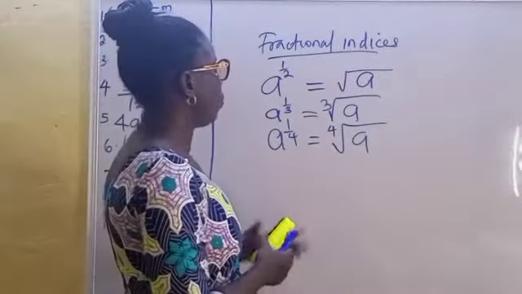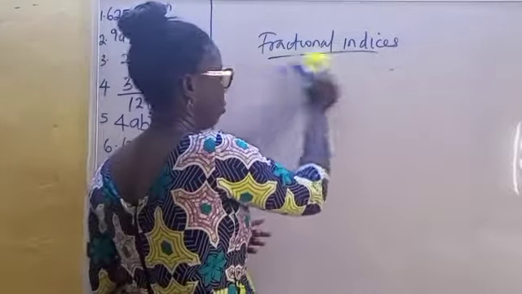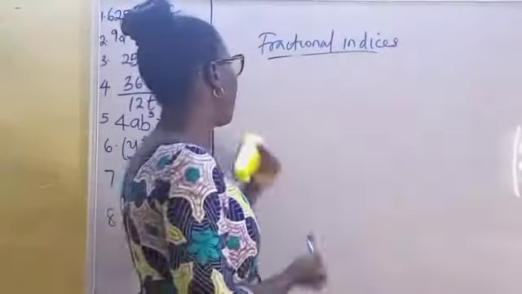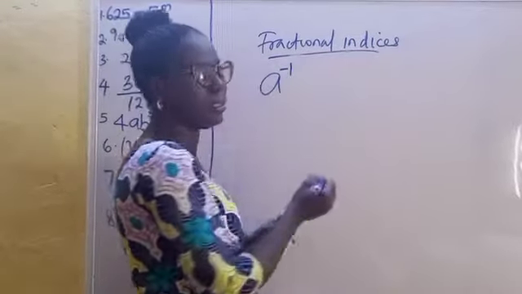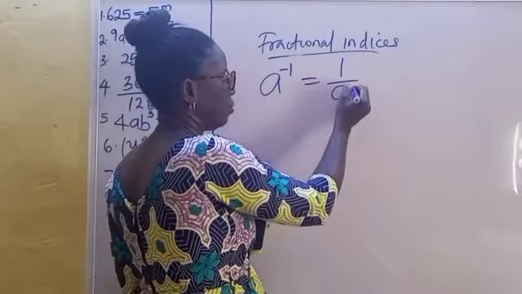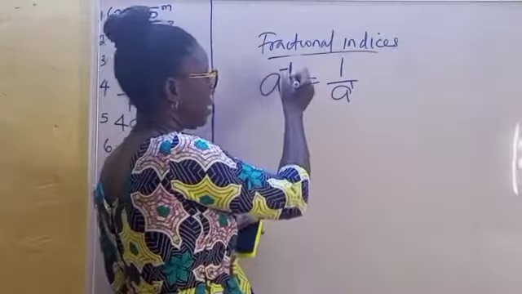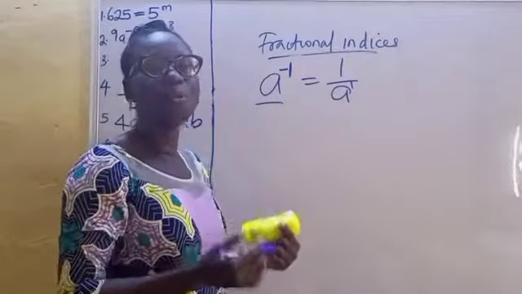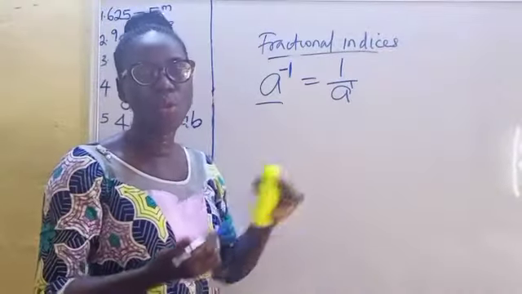What if we actually have the inverse law? Now, if we talk about the inverse law, we are saying that A raised to the power of minus 1 is equal to 1 over A raised to the power of 1. The negative sign tells you that the base is to be written in the inverse form. So we call this the inverse law.